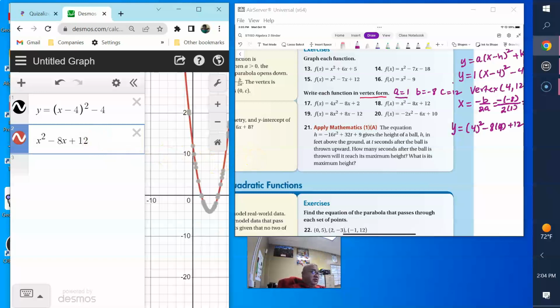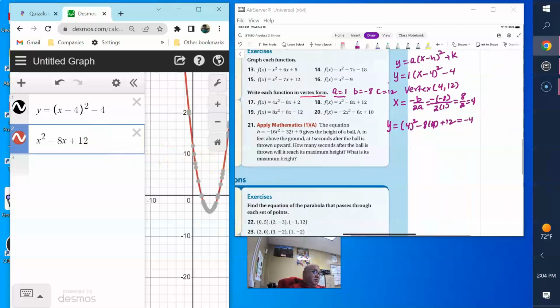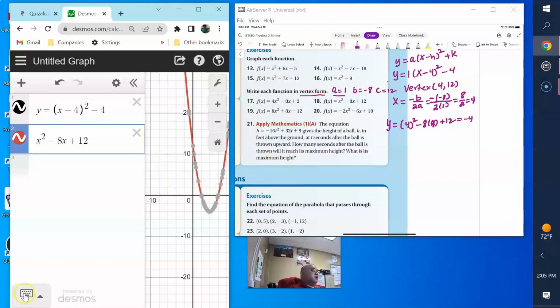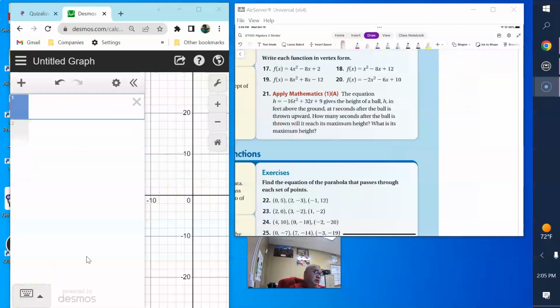I'm going to go ahead and do number 19. So for number 19, I'm going to write it in vertex form. I know that a is 8. I know that b is 8. I know that c is negative 12. And I need to find the x value of the vertex. So I'm going to use this formula, which is the axis of symmetry formula.